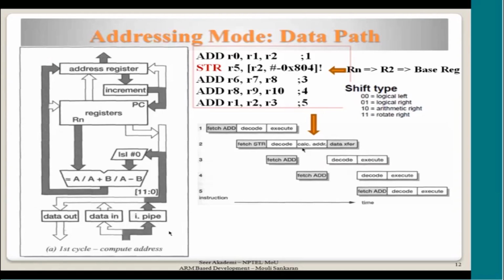I am showing you this diagram at this cycle, during the calculation of the address. What I mean by calculating the address is to compute this. So R2 has to be read. Which is R2 here? R2 is a base register, okay? Because an offset is always added to a base register, we call it a base register. So in this case, R2 is a base register. Where is it coming from? This is coming from here, Rn. So whatever is the content of R2 is given to the ALU.